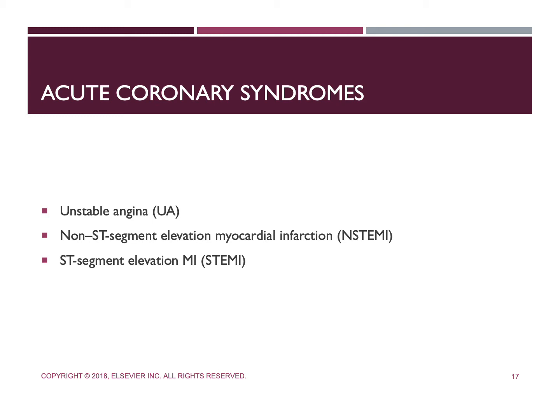UA and NSTEMI are often grouped together as non-ST elevation acute coronary syndromes, which is abbreviated NSTE-ACS. And that's because ECG changes associated with these conditions usually include ST segment depression as well as T wave inversion in the leads that face the affected area.